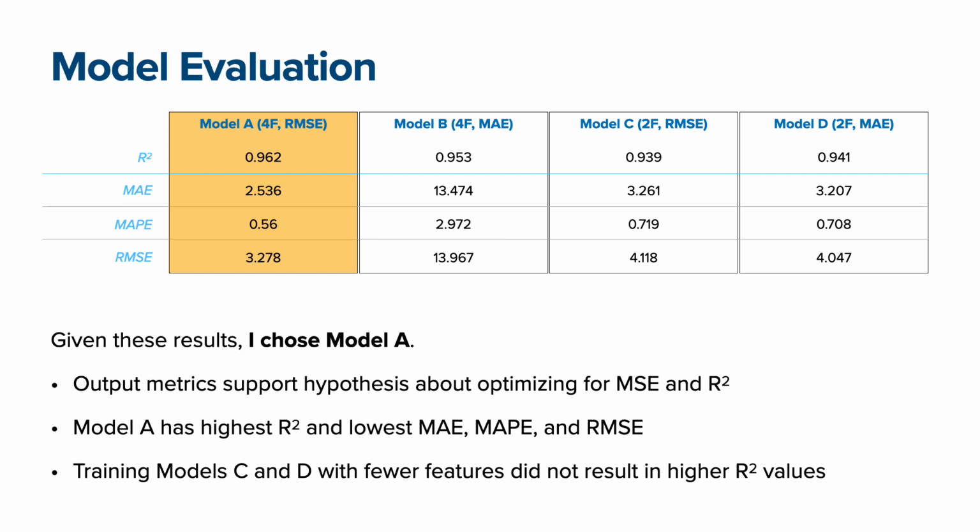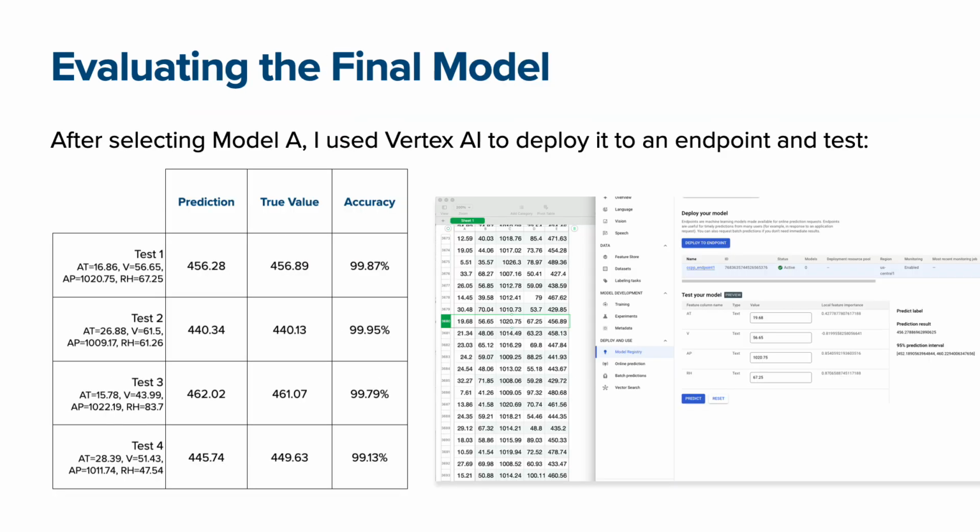The output metrics I was getting back from Vertex supported my hypothesis that optimizing for the MSE and R squared was the right approach. And even though the two models, C and D, that had fewer features, didn't result in higher R squared values, I also wanted to test Model A in practice. So I then took Model A and deployed it to a Google Cloud Platform endpoint. It gave me a simple UI where I was able to go back to the CSV dataset, put in the four different values for the features, and get a prediction from the model.